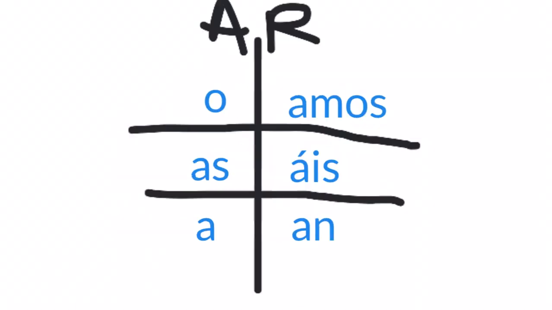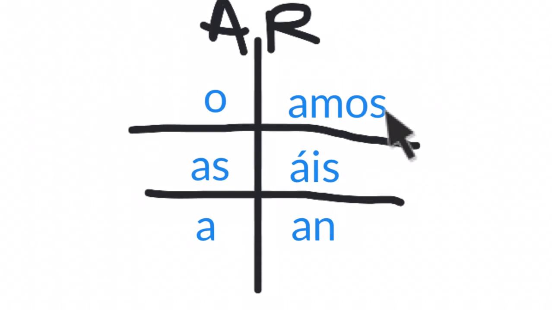sentence. So this is what we come to know as the AR verb chart. These are the endings that you normally put on an AR verb after you take the AR off to use it in a sentence. We use O for yo or I. Yo hablo, I talk. We use AS for you or tú. Tú hablas, you talk. We use A for he and she and for usted. Usted habla, you talk. Él habla, he talks. Ella habla, she talks. We use amos for we.